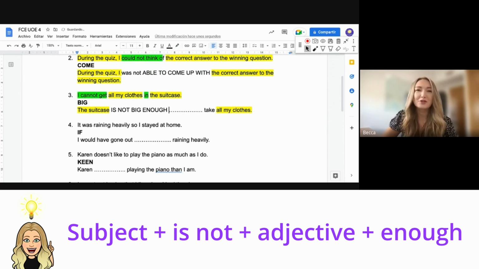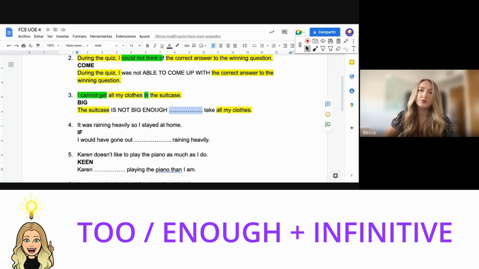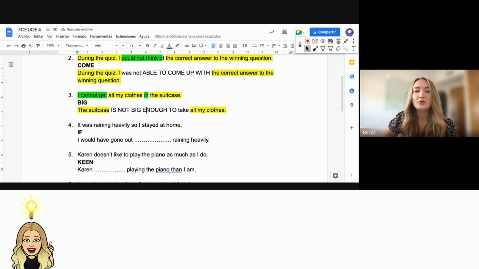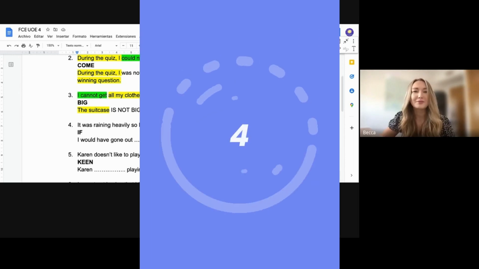A lot of students make a mistake by saying enough big, but the order is the suitcase is not big enough. And then we have take, right? We're missing here, whenever we use enough, to or enough, we have to use a full infinitive. So it's not big enough to take all my clothes. 1, 2, 3, 4, 5. Perfect. Remember, we can use between 2 minimum and 5 maximum.